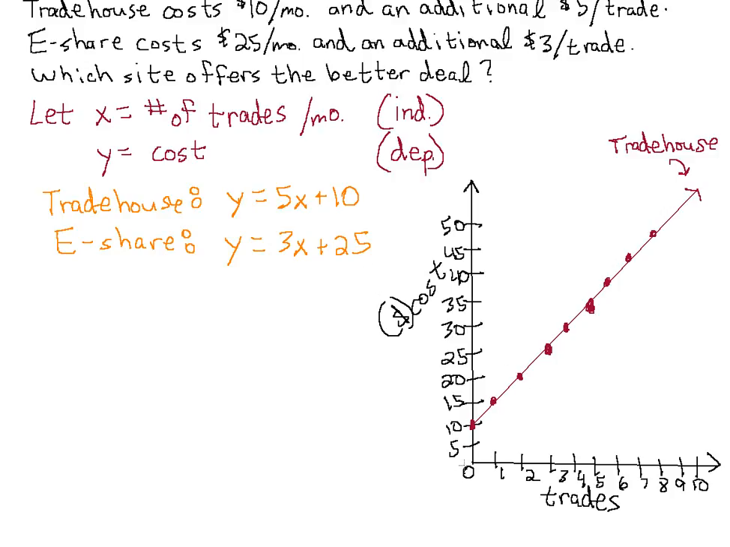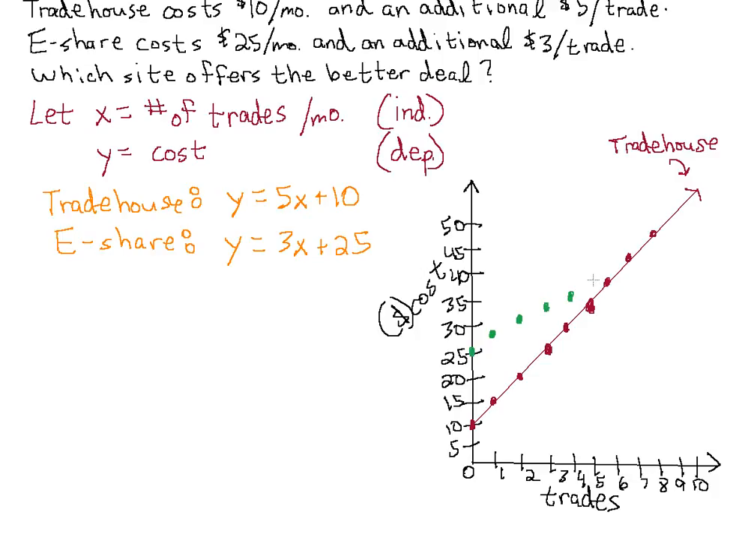eShare charges him a flat rate of $25. So when he makes 0 trades, he's going to be up here. And then when he makes 1 trade, he's being charged $3 per trade. So when he makes 1 trade, it's going to be 3 plus 25 is 28. This is going to have a flatter trajectory. This one's going to be 31. We're adding 3 each time, so 34. And 37.